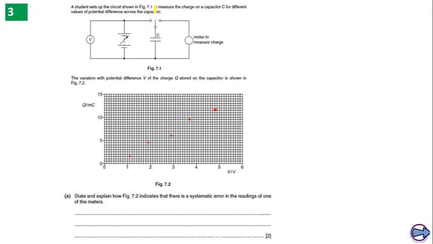With the help of this experiment, a student wanted to measure the charge on a capacitor for different values of potential difference across the capacitor. Experimental setup is given to us. As you can see here, a voltmeter is connected across the power supply, and this is a variable power supply. Capacitor is also given to us. A switch is connected here, and a meter is used to measure the charge on the capacitor.